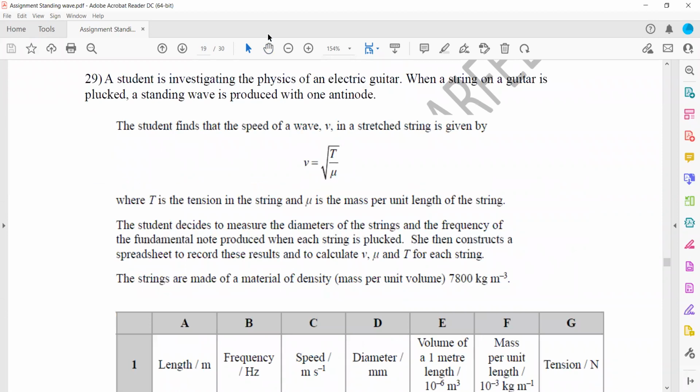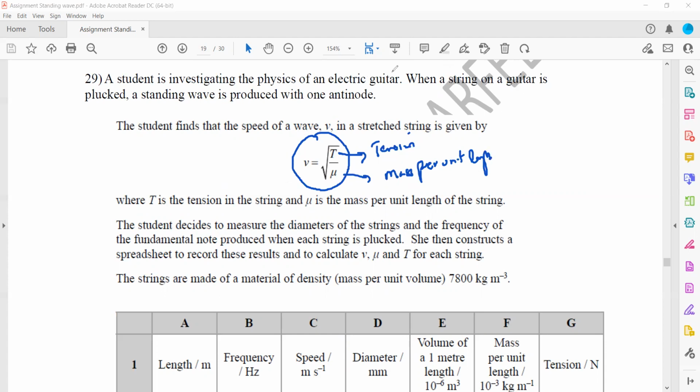Question 29. A student is investigating the physics of an electric guitar. A guitar is a string instrument, so for finding the speed of the wave we can use this formula: V is equal to the square root of T divided by mu. This is valid for a wave in a string, where T is the tension, the force on the string, and mu is the thickness, or mass per unit length. Like how much mass is there in a unit length, that will give us the value of mu.